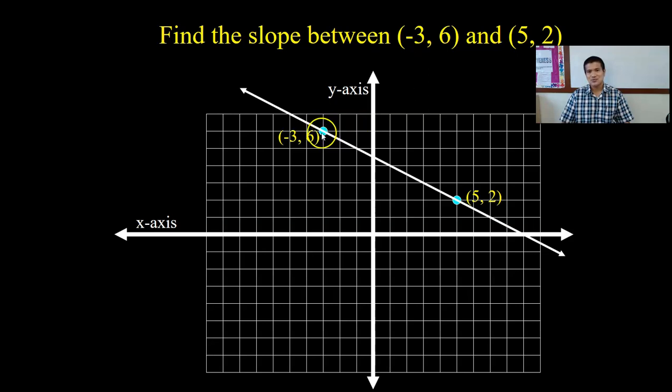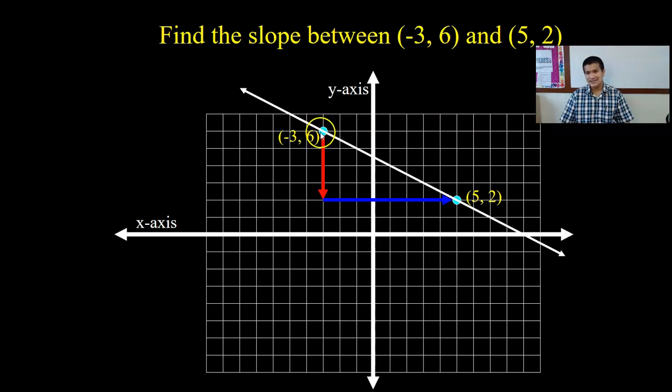But it says that this one is our point 1 and this one is our point 2. So we can solve now from this point. So we have 1, 2, 3, 4. 1, 2, 3, 4, 5, 6, 7, 8.